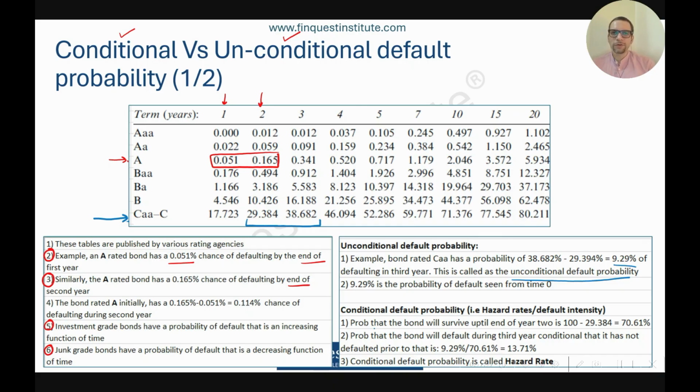Now, the first thing to do is calculate the probability that the bond will survive until the end of year 2. So if you look at the year 2 number, which is 29.384, and I want to figure out the probability that the bond has survived until the end of year 2, I take the difference of 100% minus the default 29.384, which is 70.61%. Now, remember, we are interested in the conditional probability idea. When we say conditional probability, that means we are going to condition our answer based on something, isn't it? So that will be our analysis.